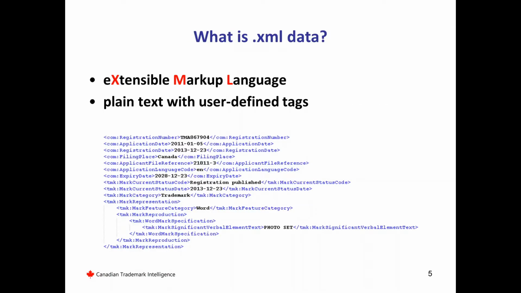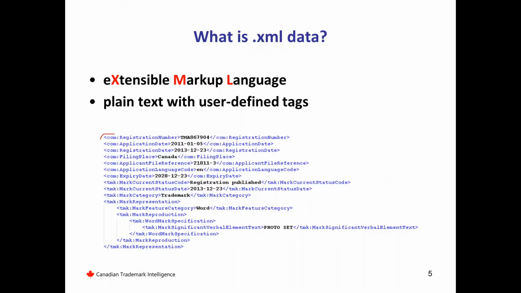XML stands for Extensible Markup Language. XML files are very common. They contain simple, plain text, and they're characterized by the use of so-called user-defined tags. Here we have a very brief extract from one of CIPO's trademark XML files. The user-defined tags are in blue here.